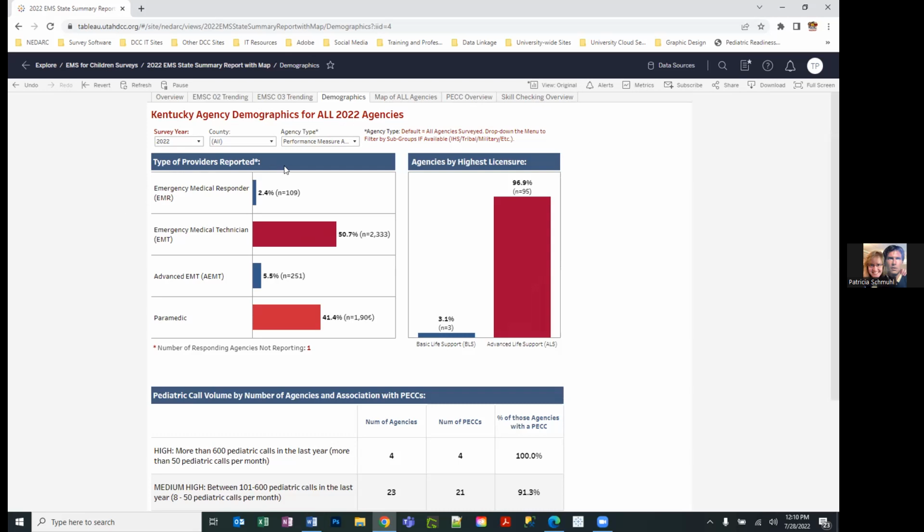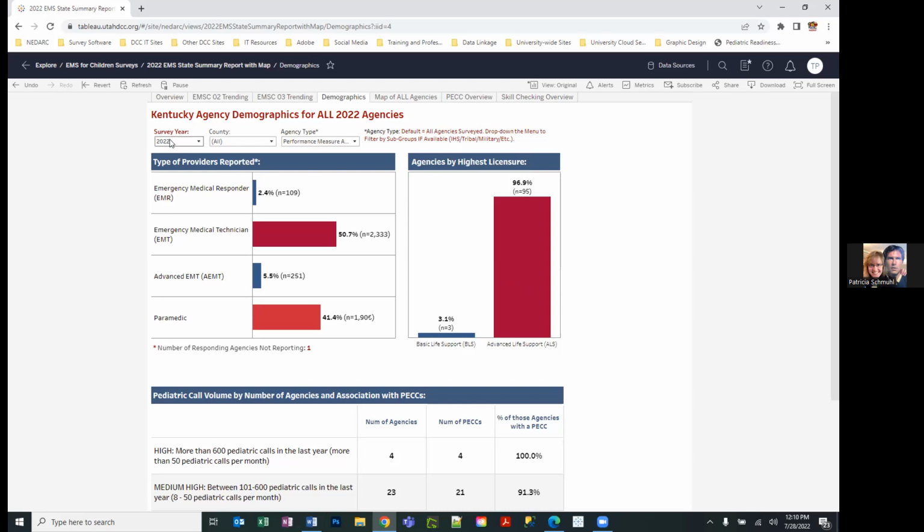So you get an overview of the type of providers that were reported on the survey. And this was an optional question, so you may see down here someone who did not respond to this question. There's one agency who skipped this question. You can see that in Kentucky, they have a lot of EMTs and paramedics. And you can look at highest licensure, which was required. And obviously, this is clearly an ALS state. So you can get information about that.